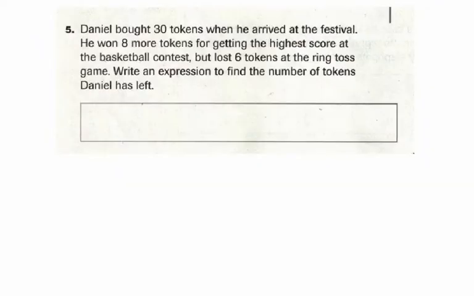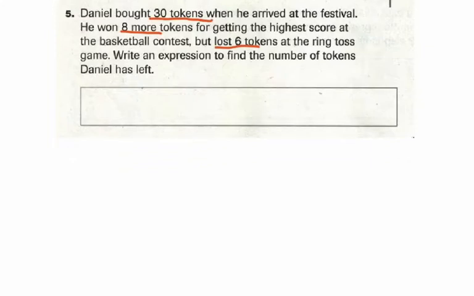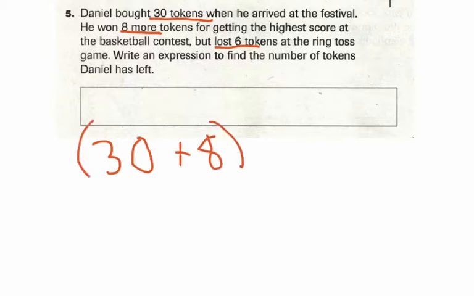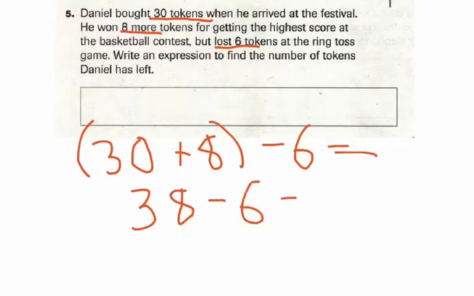Go ahead and read this problem, unpack it, and then draw your model, solve the problem, and resume the video to see the answer. So again, I've underlined the key details in the problem. You have 30 tokens, 8 more tokens, lost 6 tokens. So using that language to find out how many are left, identify the first part, take away the 6. That'd be the 30 he got when he got there, 8 more, take away the 6, and that would give me a total of 32 tokens.